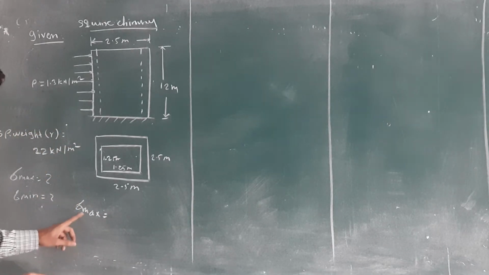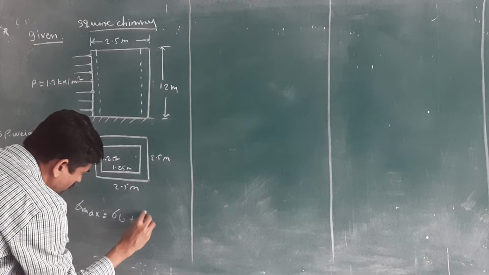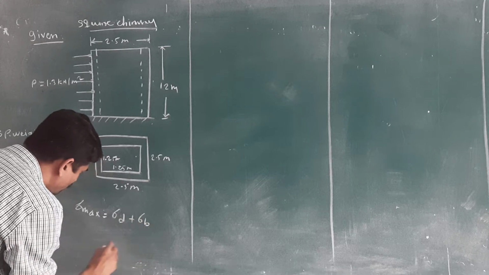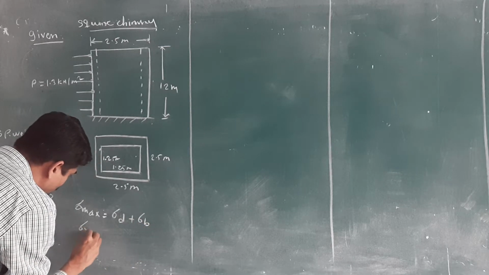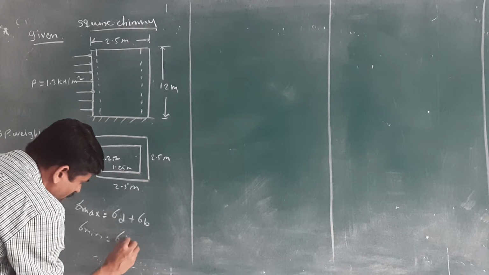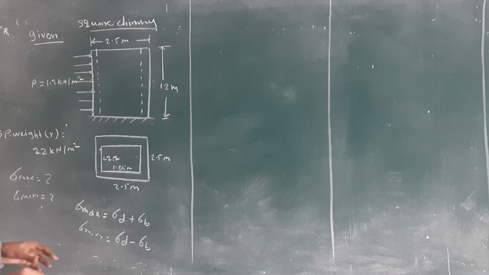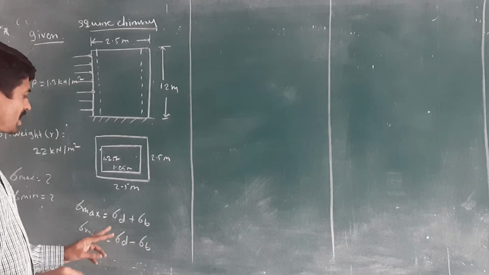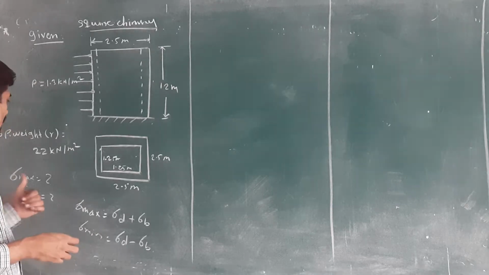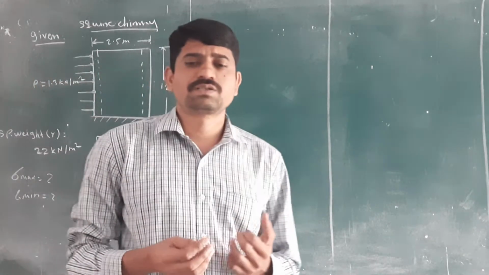See, maximum stress is equal to, you have to think in the reverse direction. Okay, what is the sigma max? We want to find out the direct stress as well as the bending stress. And what is the sigma minimum? Sigma minimum is nothing but sigma D minus sigma B. Okay, means we want to calculate the direct stress as well as the bending stress. Then you will get the stress at the base of the chimney.